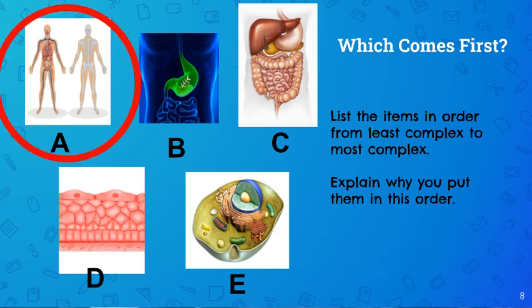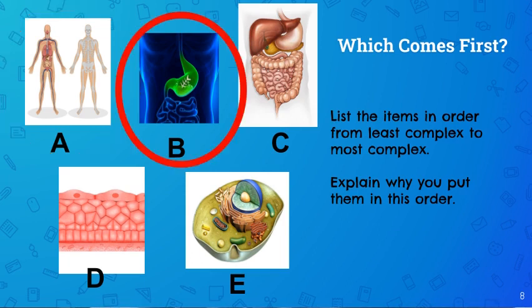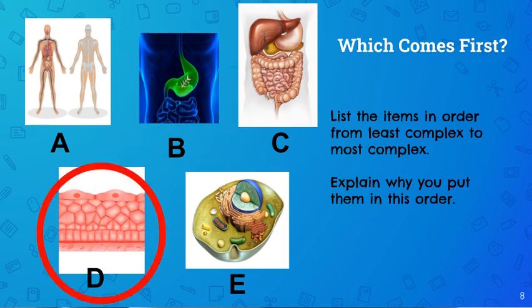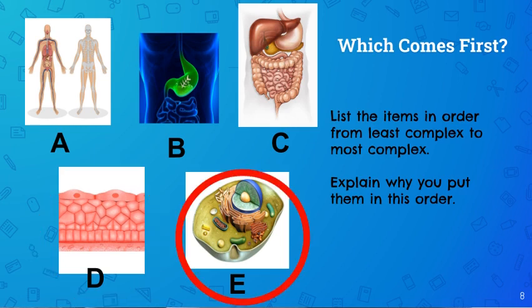A is supposed to be representing an organism, an entire organism, just like you and I. B is supposed to represent a single organ. C represents an organ system. And D is supposed to represent tissues. And E is supposed to represent a cell.